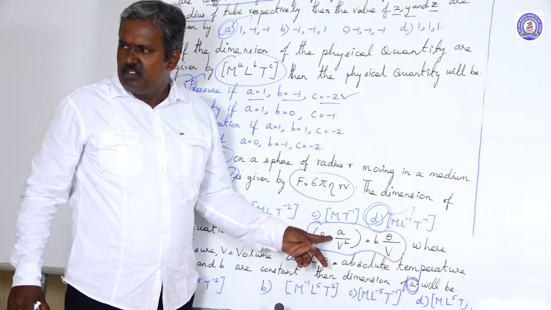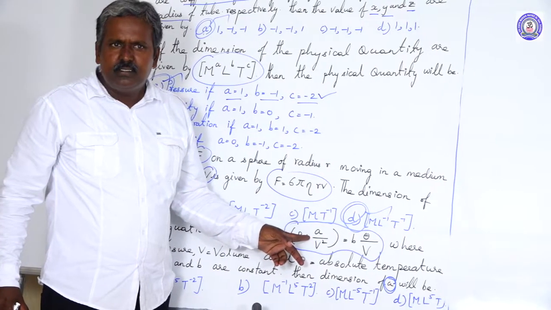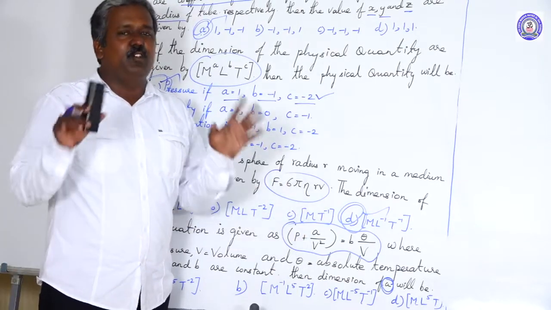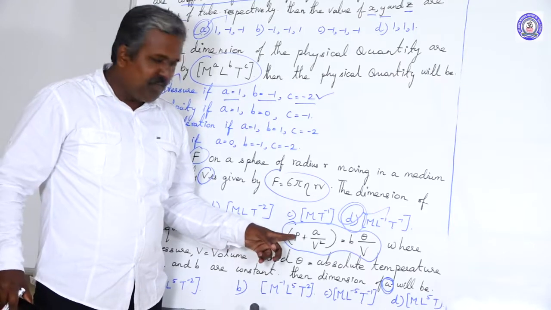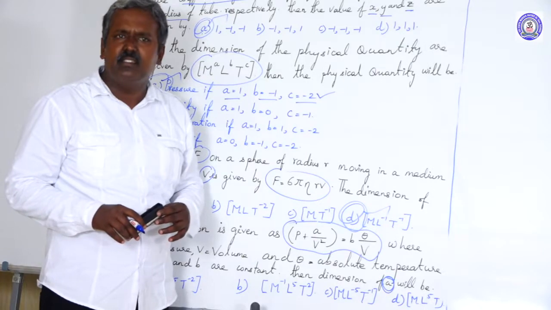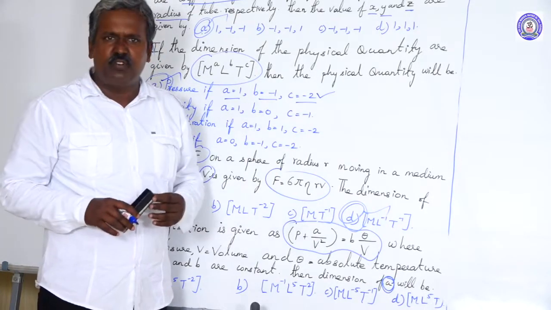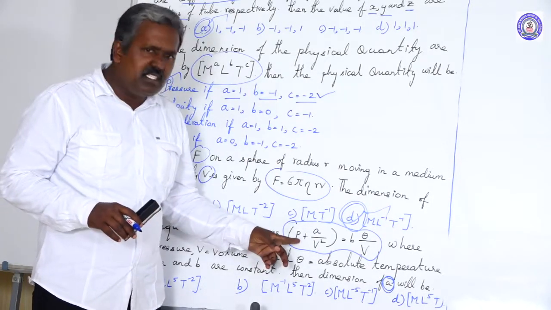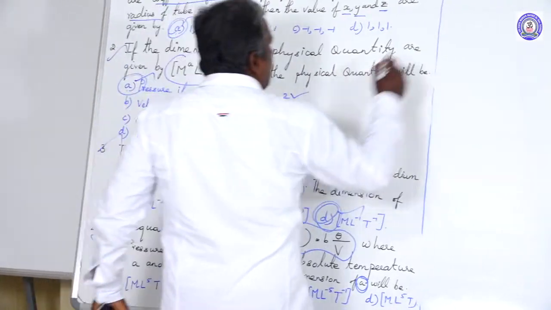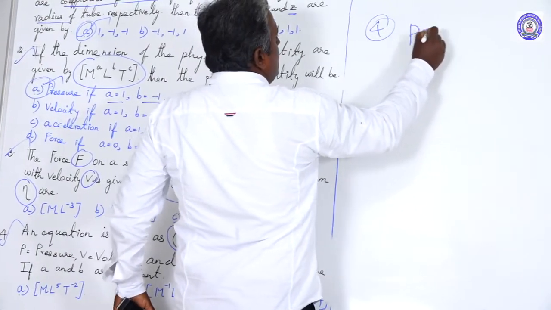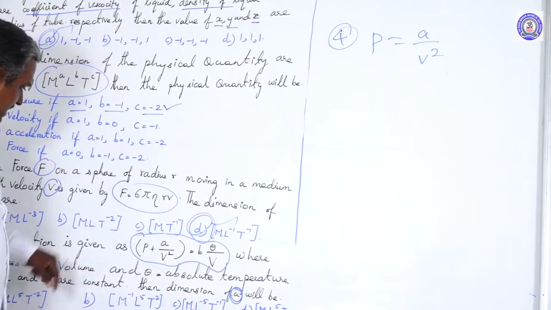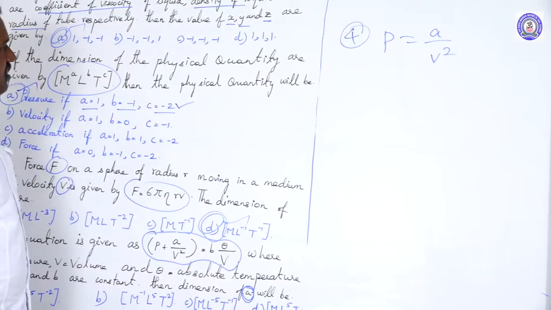What is the formula according to the homogeneity principle? Dimensions of all terms should be the same. So, as already told, we can equate P is equal to A by V square. Very simple method, and all of these are very important. These questions were already asked in previous examinations. So listen properly: P is equal to A by V square. Here A means one of the constants, and we are asked the dimension of A.